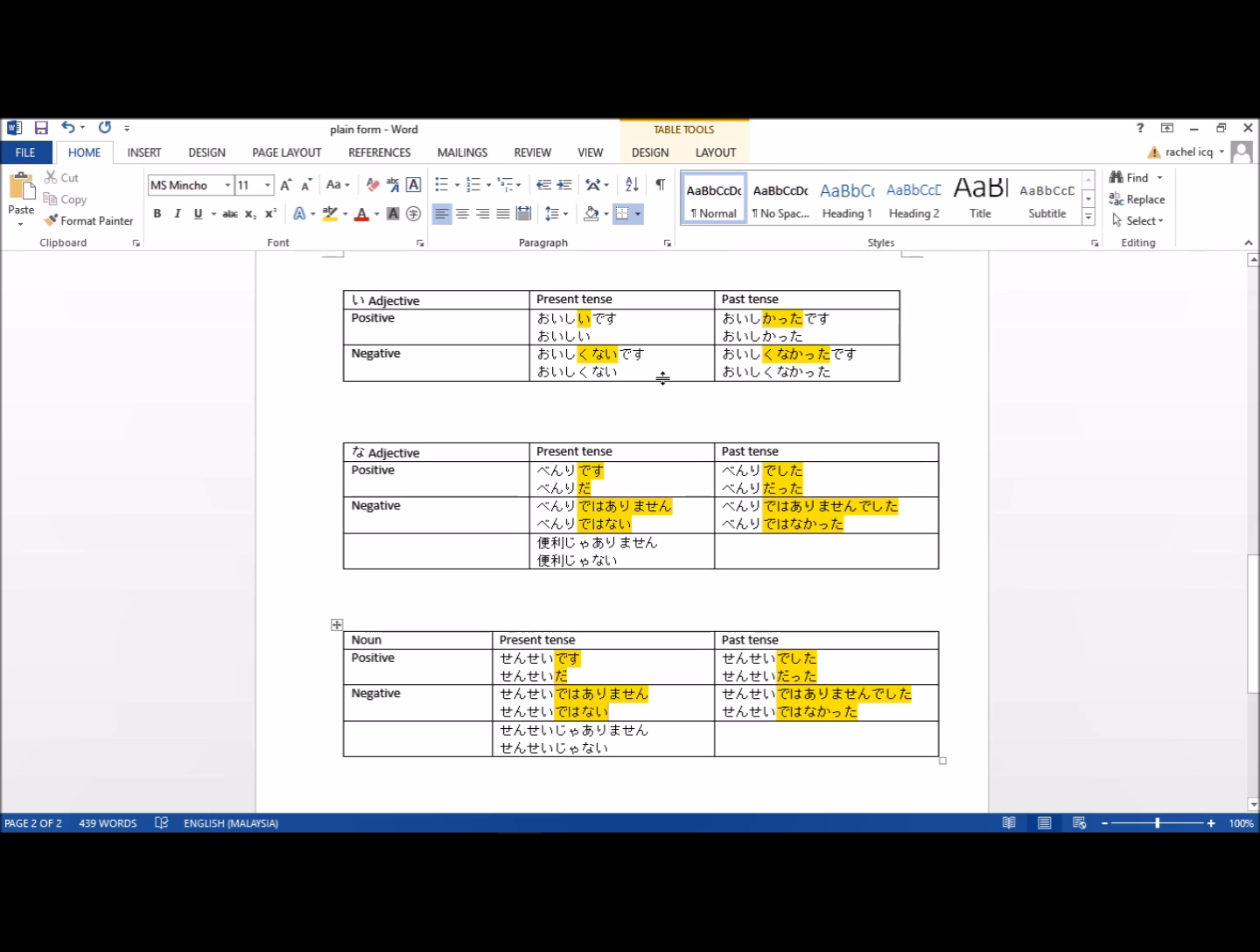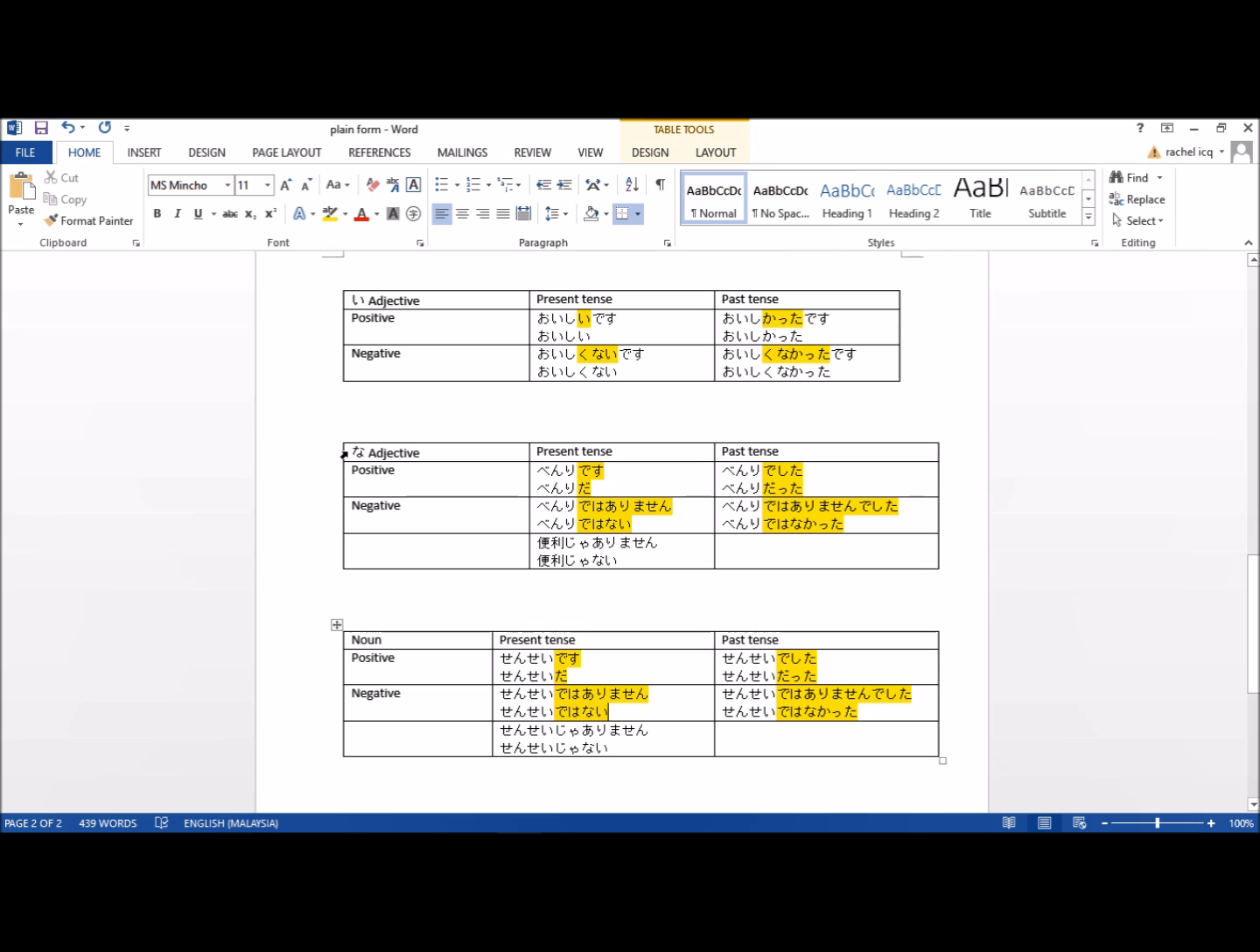And if you realize, actually the e here, for past tense, you just change to e kata. See? Same concept. E or above, you just change it to kata. So that's just one of the tricks to memorize how to change into plain form from polite form.